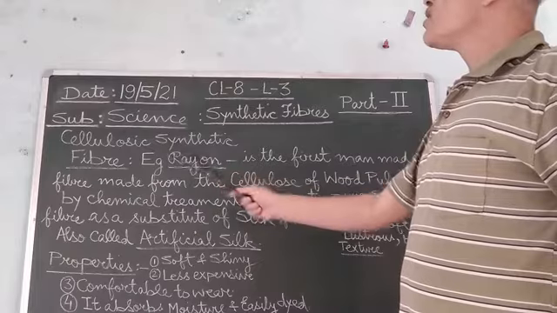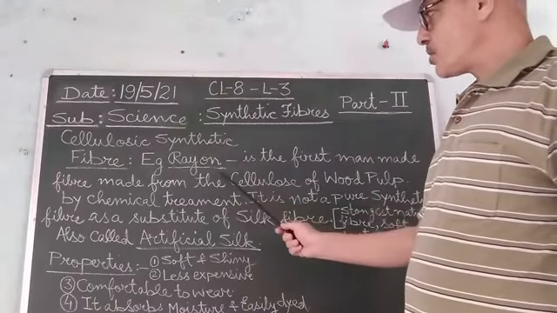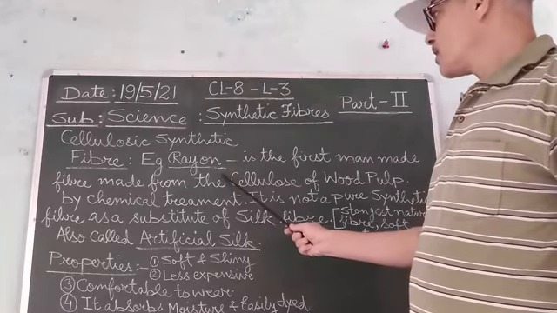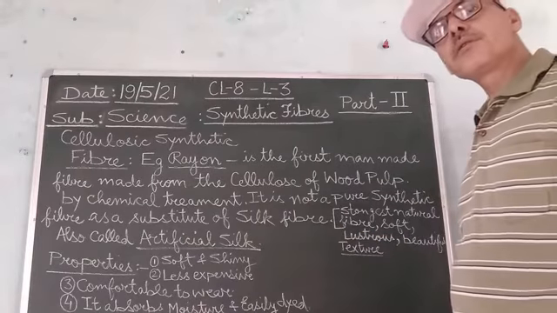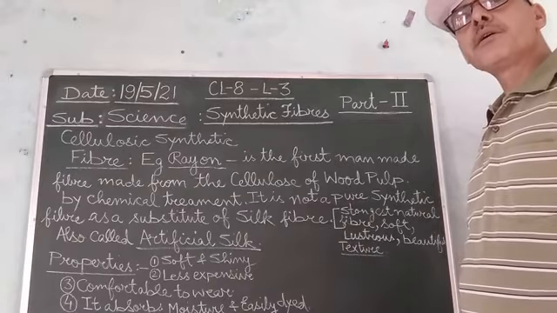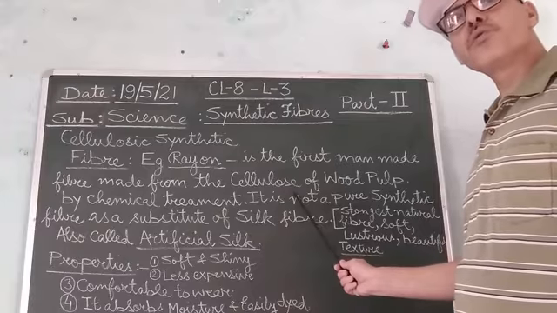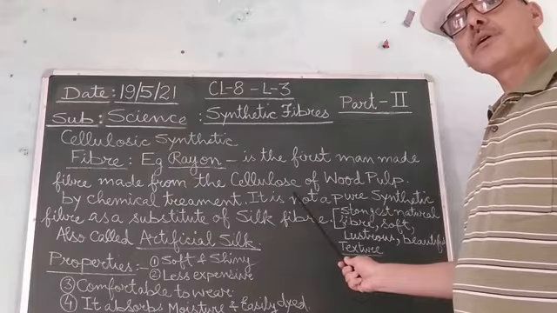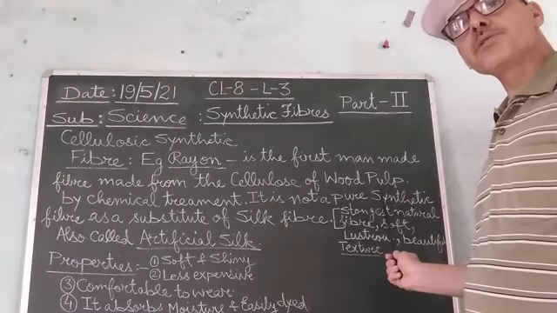A very good example of the cellulosic type of synthetic fiber is rayon, and this rayon fiber is the first man-made fiber, which is prepared by chemical processing or chemical treatment of the cellulose, which is a type of polymer present in the wood pulp of the plants.